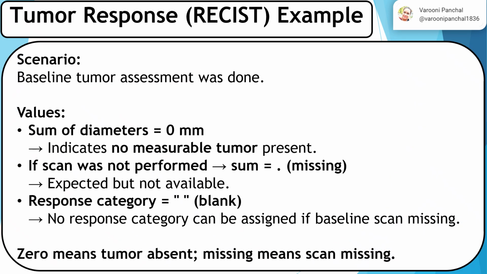Tumor response RECIST example. Scenario: baseline tumor assessment was done. Say, for example, I have sum of diameters equal to 0 mm, which indicates no measurable tumor present. If the scan was not performed, that means sum is equal to missing. It was expected but was not available. If the response category is blank, that means no response category can be assigned if the baseline scan is missing. 0 means tumor was absent, whereas missing means scan is missing.